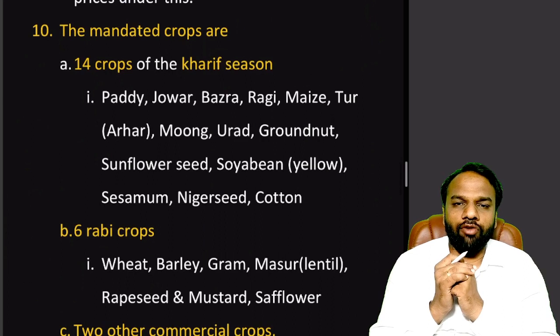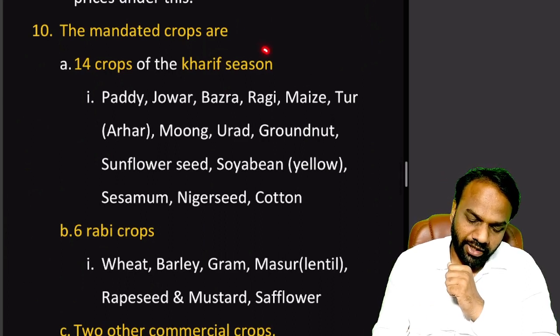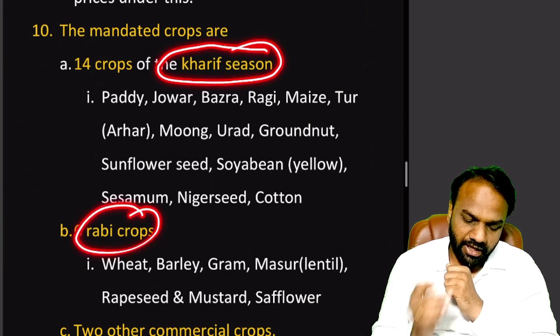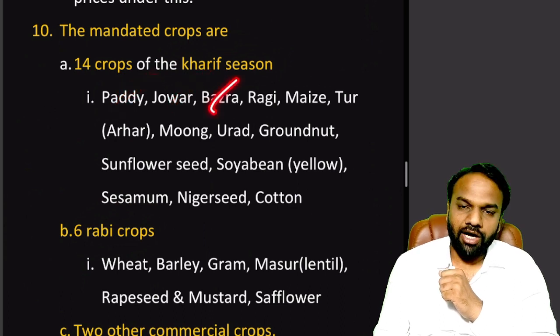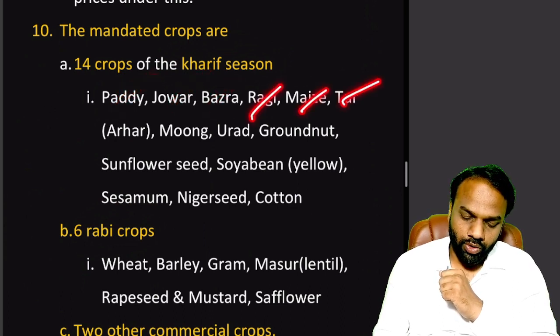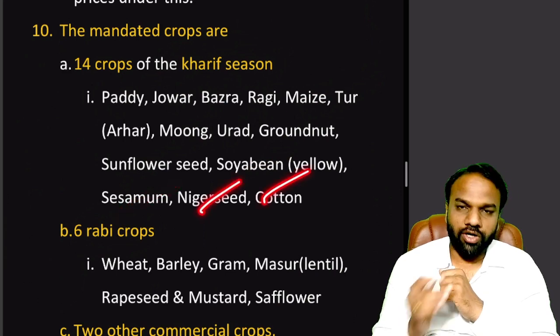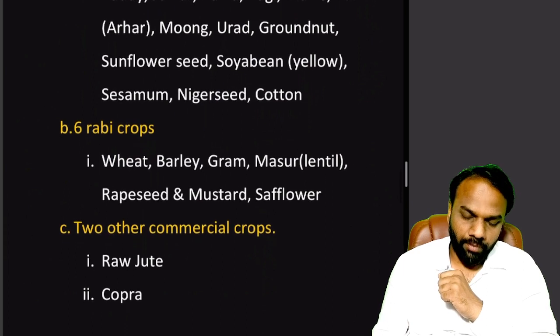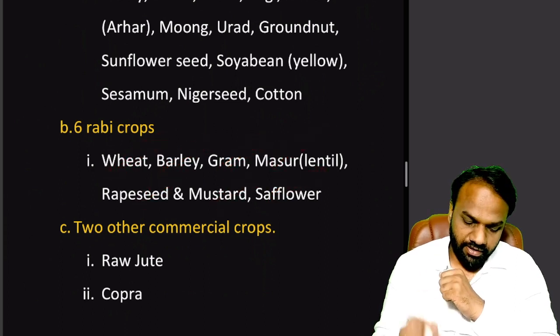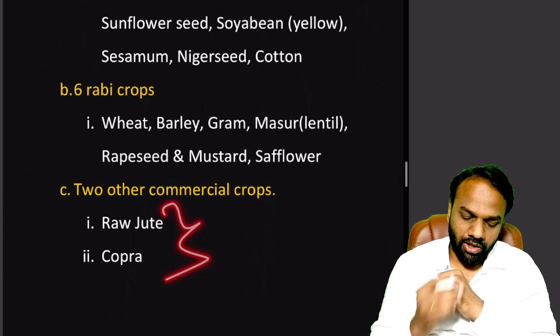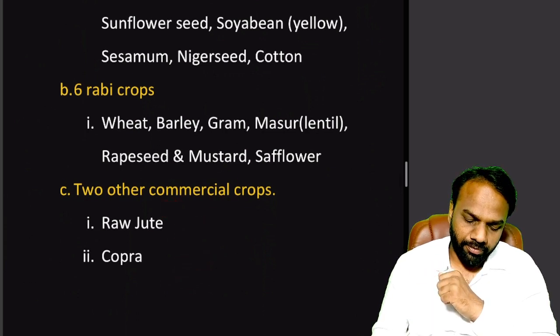Next, the mandated crops. The crops which have been offered MSP are classified into Kharif crops, Rabi crops and others. Under Kharif crops, MSP is offered for paddy, jowar, bajra, ragi, maize, tur, moong, urad, groundnut, sunflower seed, soybean, sesamum, Niger seed, and cotton. Coming to Rabi crops, MSP is offered for wheat, barley, gram, masoor, rapeseed, mustard, and sunflower. Apart from these, two other commercial crops, raw jute and copra, have also been offered minimum support price.